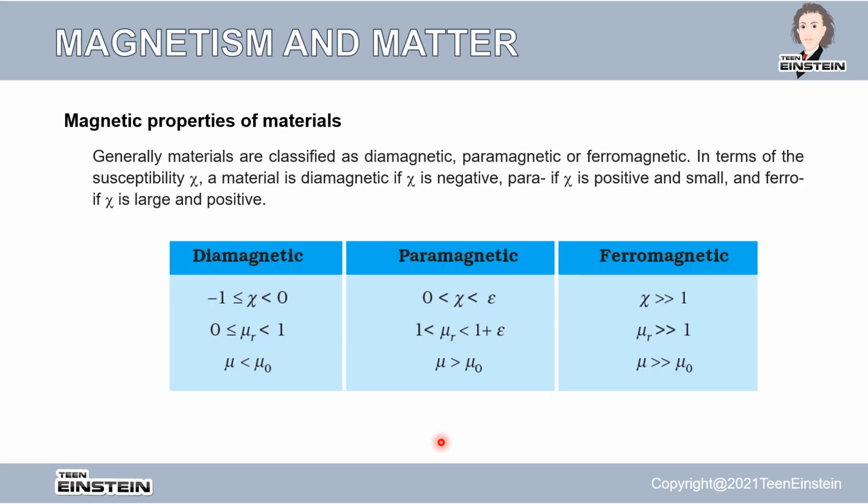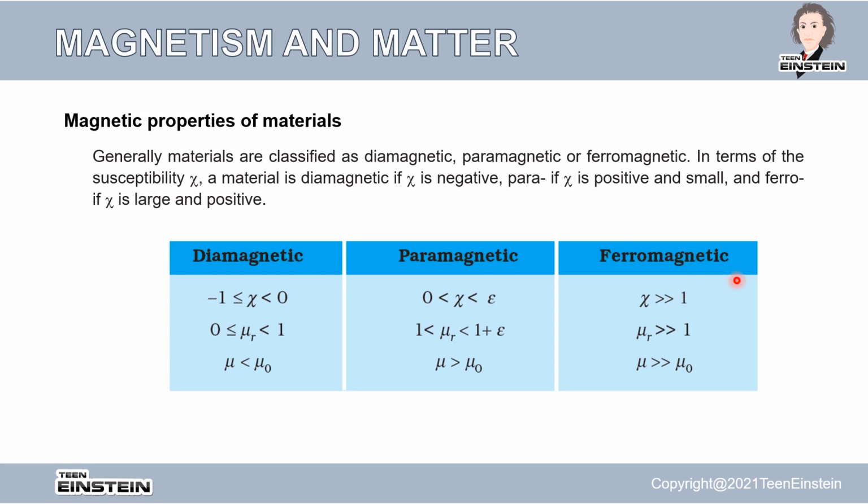Okay. So based on these quantities chi and mu R, we can classify the materials as diamagnetic, paramagnetic or ferromagnetic. In terms of the susceptibility chi, a material is diamagnetic if chi is negative, paramagnetic if chi is positive and small, and ferromagnetic if chi is large and positive. For a diamagnetic material, chi is less than 0 and greater than negative 1. For a paramagnetic, it is greater than 0 but very small. For chi very much greater than 1, it's a ferromagnetic material.